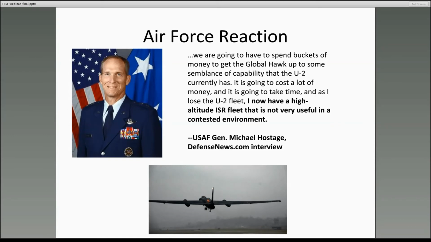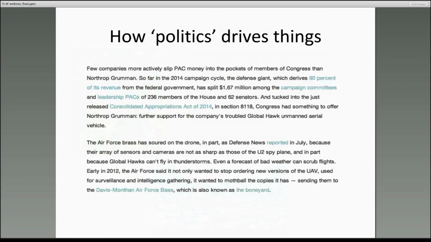So why are we buying this very expensive weapon system? Well, if you take a look at the campaign finance data, what you see is this incredible press by Northrop Grumman, the company that makes this drone. In 2013, which is not an election year, their PAC had already contributed by the end of the year more than $1.6 million. They fanned out to 236 members of the House, that's a majority of the members in the House. They gave to 62 senators, there's 100 senators, either to them or to committees they have.